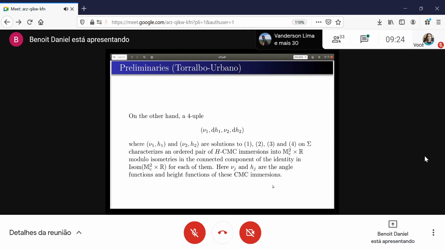But in M2 cross R, we don't have this. And actually, it is very difficult to find some non-trivial examples of pairs of CMC isometric immersions. In general, it is a very open problem. We don't know whether it exists or not in general, and we don't know if we can find conditions so that it does not exist. But we will see examples in the sequel.